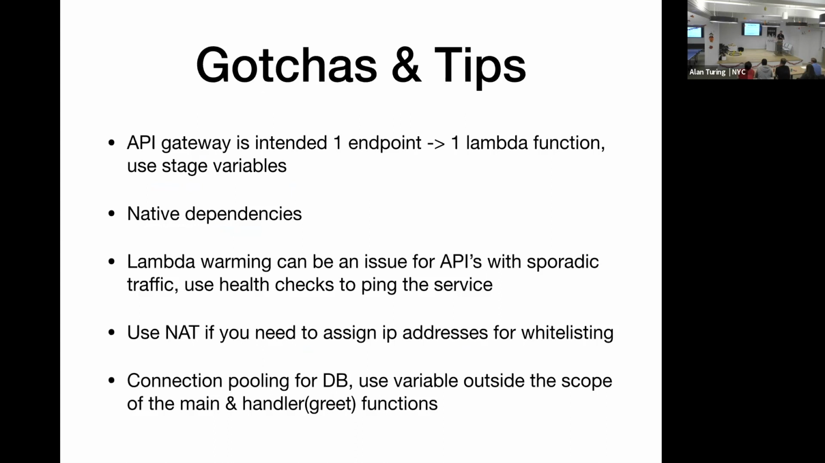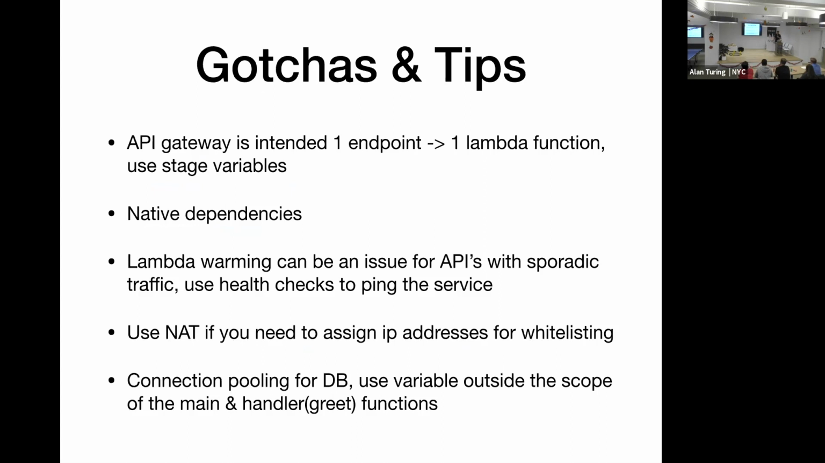API Gateway intends you to have one endpoint and one Lambda function. However, this can be a little bit tedious. So what I've usually done is have one Lambda function for an entire stage. So for production, I'll have one Lambda function, and you can set that up using stage variables.